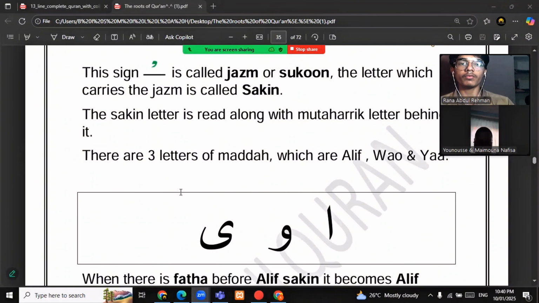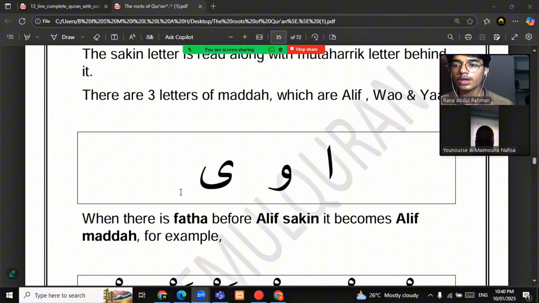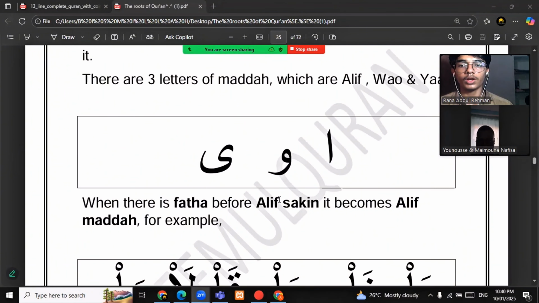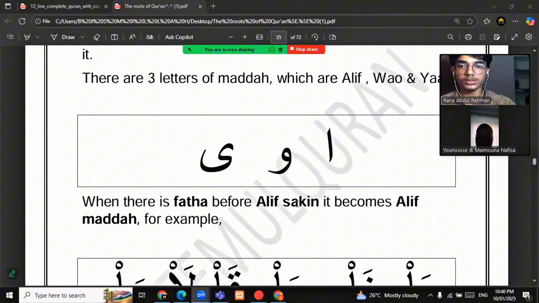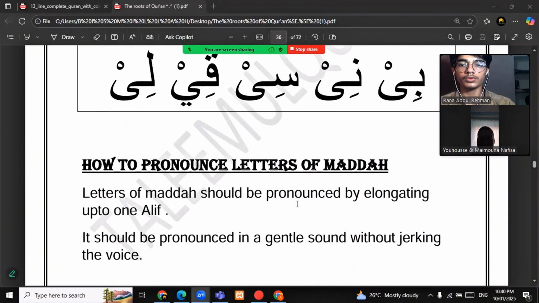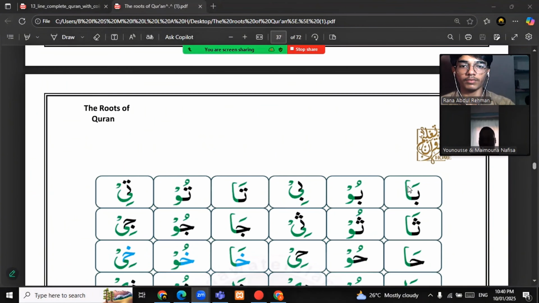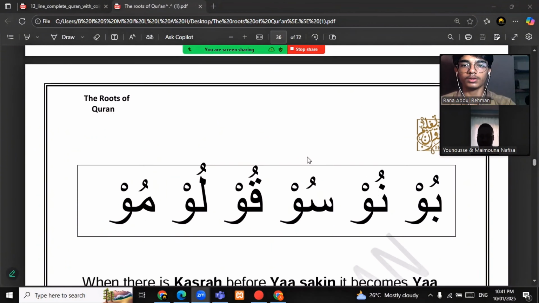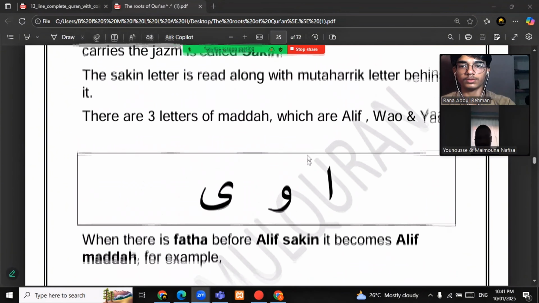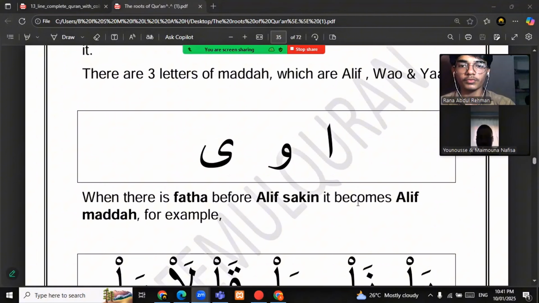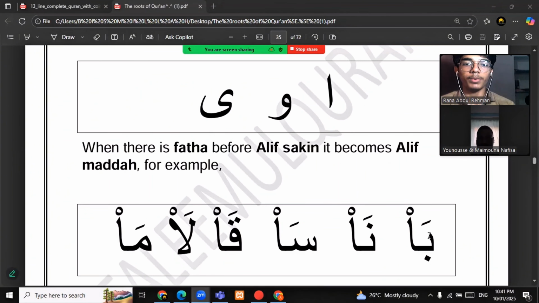Our first question is, what is Alif Madda, Waw Madda, and Ya Madda? They explain there that when there is Fatha before Alif Sakin. But there is a little mistake there, because Alif does not have the Sakun sign. So when there is Fatha before Alif, it becomes Alif Madda. For example, ba alif fatha ba, nun alif fatha na, sin alif fatha sa.